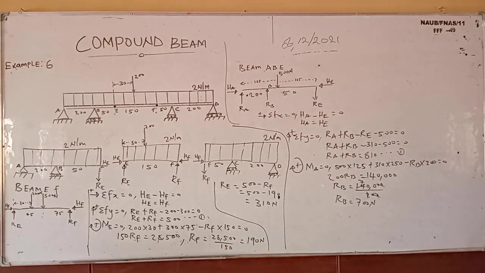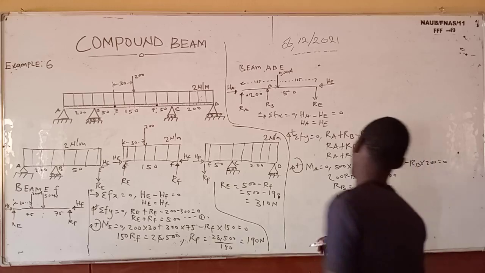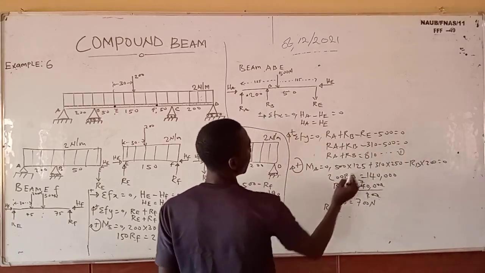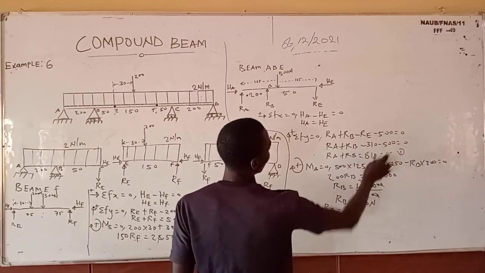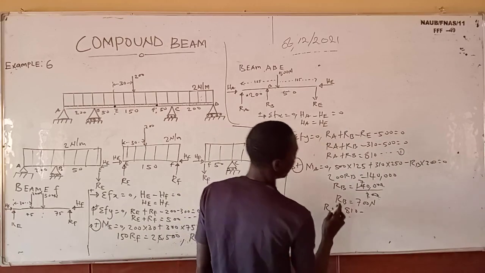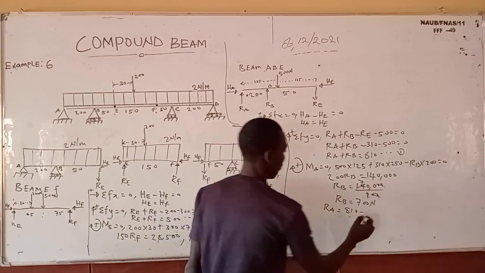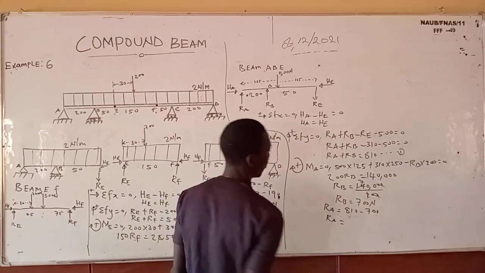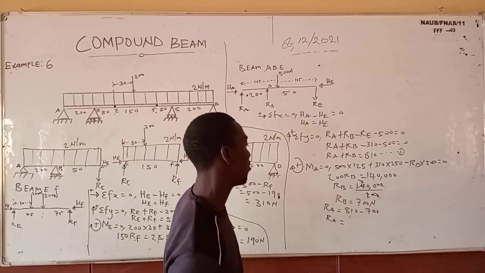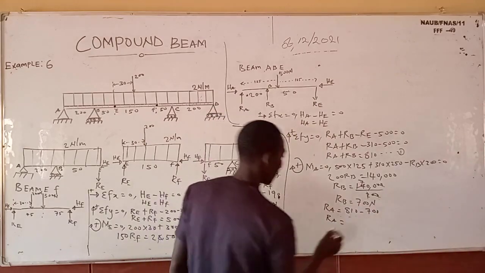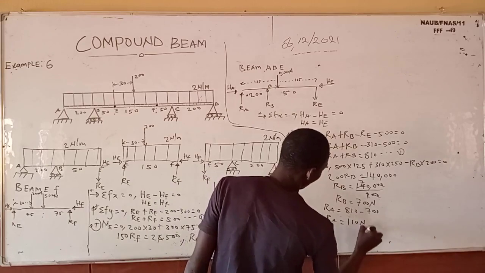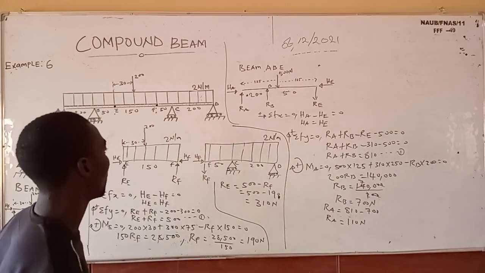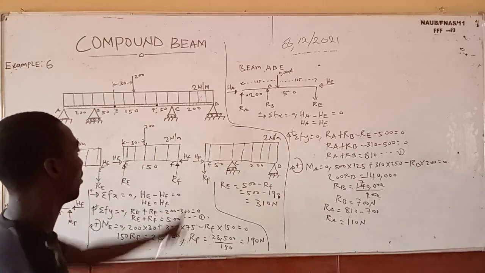So can I get my arrow A? Yes, I can get my arrow A. Arrow A will be equal to 810 minus arrow B, which is 810 minus 700. 810 minus 700 is 110 Newton. I hope you get that. So the next part now is to solve for this part.